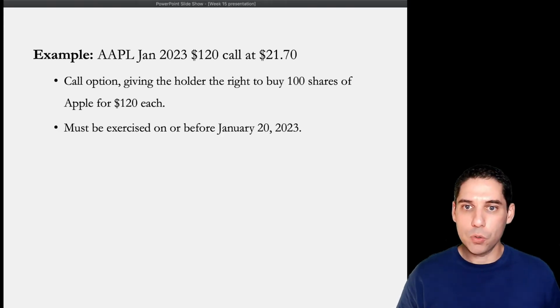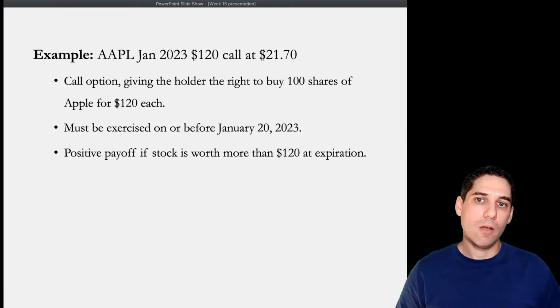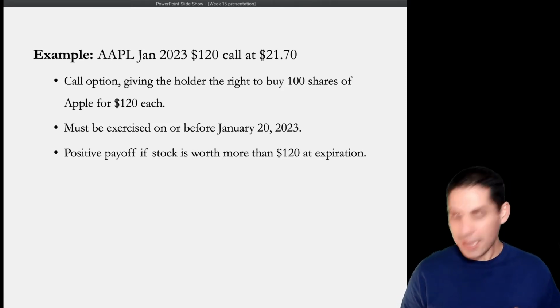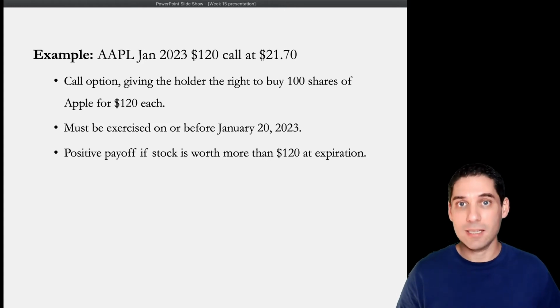Must be exercised on or before the third Friday of that month, which is January 20, 2023. Okay. Now, when would you want to exercise this? You have the right, but not the obligation, to exercise. Well, when would you want to exercise it? When would it be advantageous? You're going to want to buy shares of Apple at 120 if and only if Apple is trading at a higher price at the time when you decide to exercise it, right? Otherwise, it's not advantageous for you to exercise it.